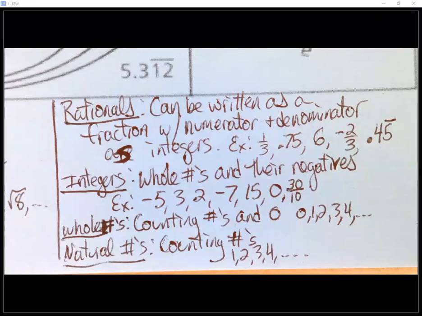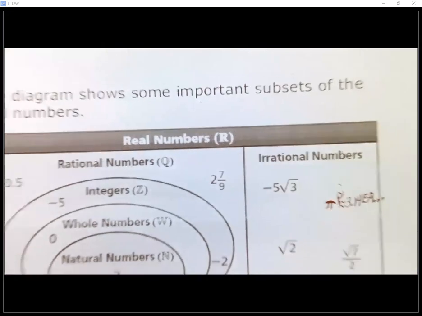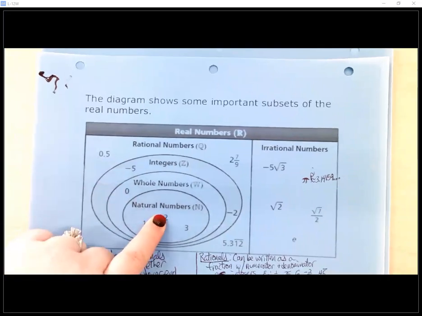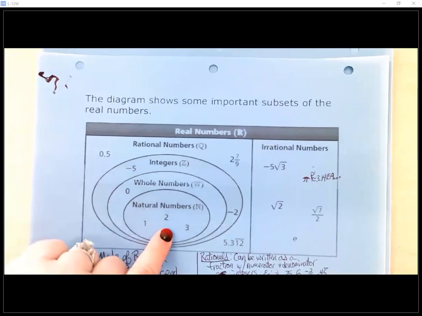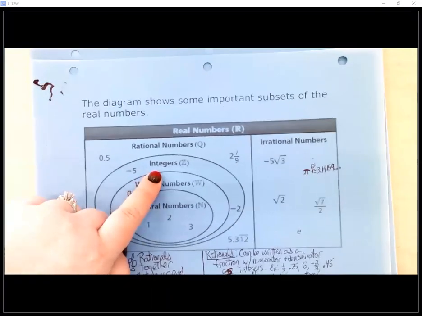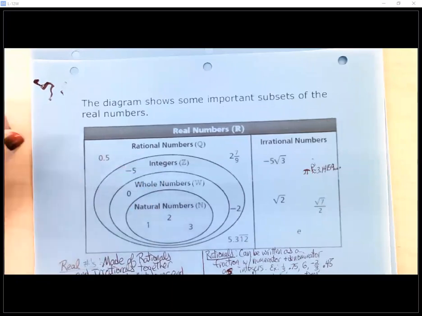All right, give me the best one for 2/7. The fraction 2/7. So what you can do, if you're using the Venn diagram, let me just show you how to best use this. You could start on the inside and work your way out. So I always start with the inside bubble, natural numbers. 2/7, does it fit in there? No. So then I go to whole numbers. Does it fit in there? No. Integers, does it fit there? No. Rational, does it fit there? Yes. So there's our best descriptor for 2/7.